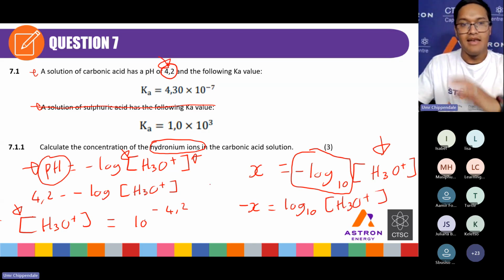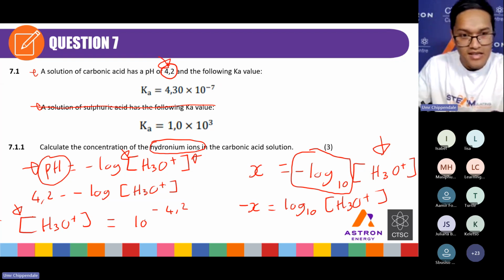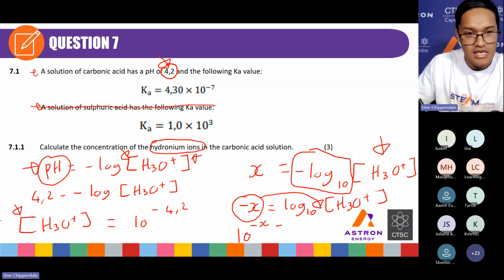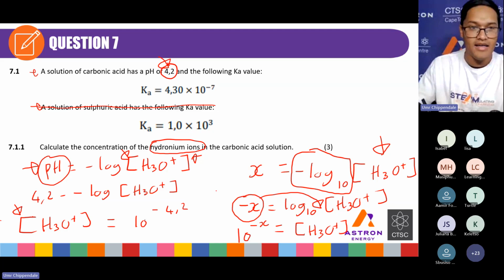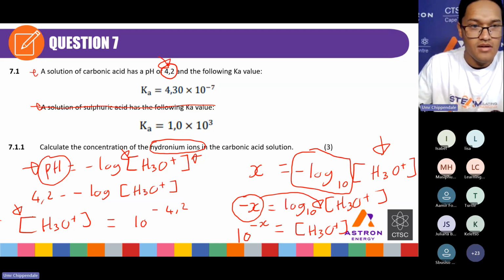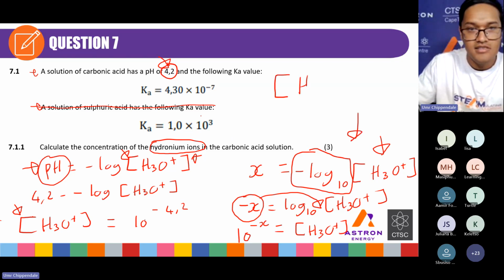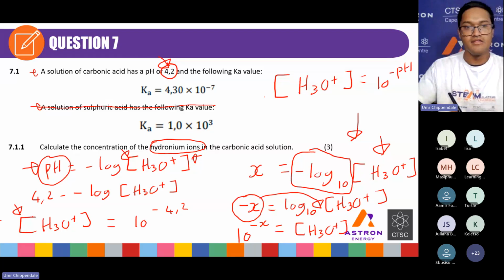Now, to get rid of the log, you basically put this as your exponent to the base. So therefore, it will be 10 to the power negative x is equal to your hydronium ions. And that is why this is also the formula that could be written as, instead of doing this whole method I just showed you, that's why people came up with this method where you just say H3O plus is equal to 10 to the power negative pH. This means the exact same.